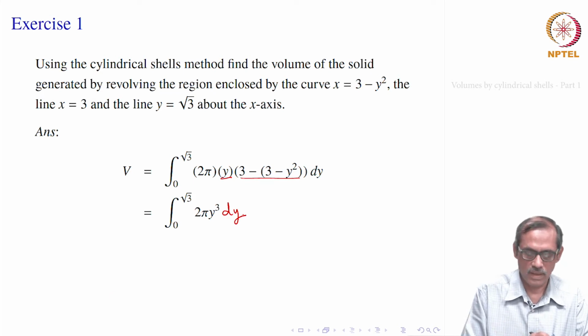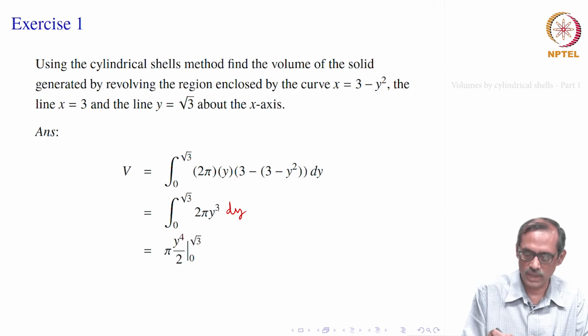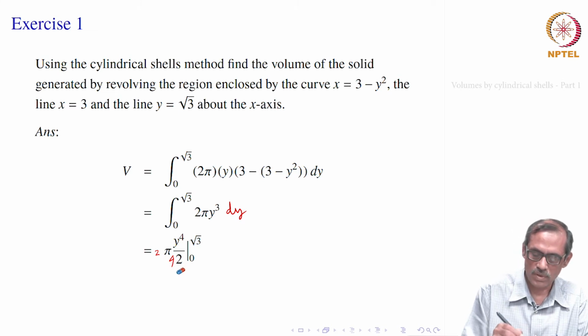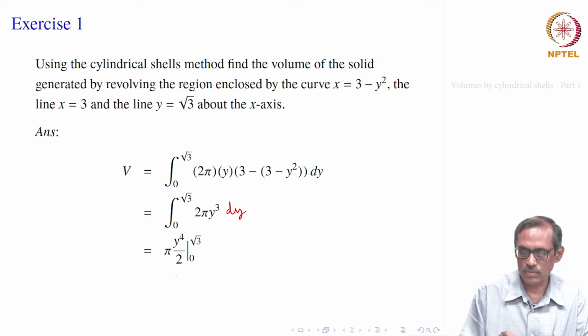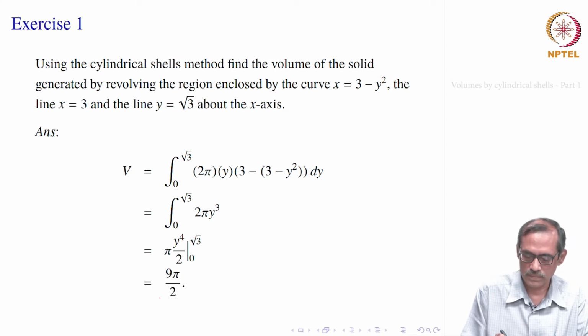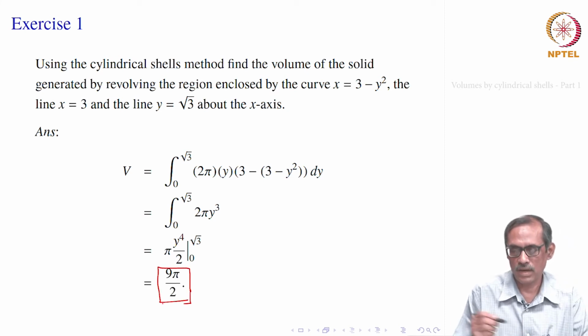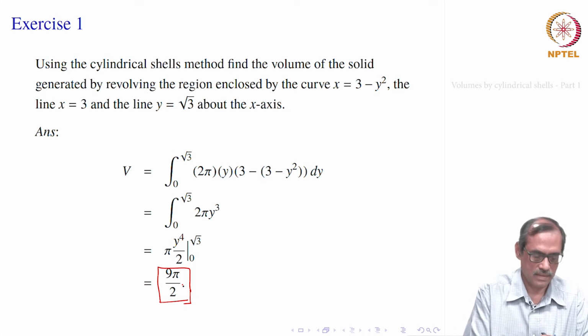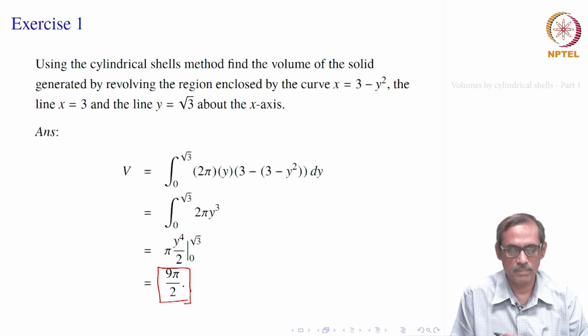Fine. So, that is easy to integrate, that gives 2 pi into y fourth by 4. So, that simplifies to pi y fourth by 2, to be evaluated at 0 and root 3. So, essentially y fourth is 9, and that gives you 9 pi by 2. Here also you can do it by the disk method, but we are asked to do it by the cylindrical cell method. You can still do it by the disk method and verify whether the answer is the same or not.